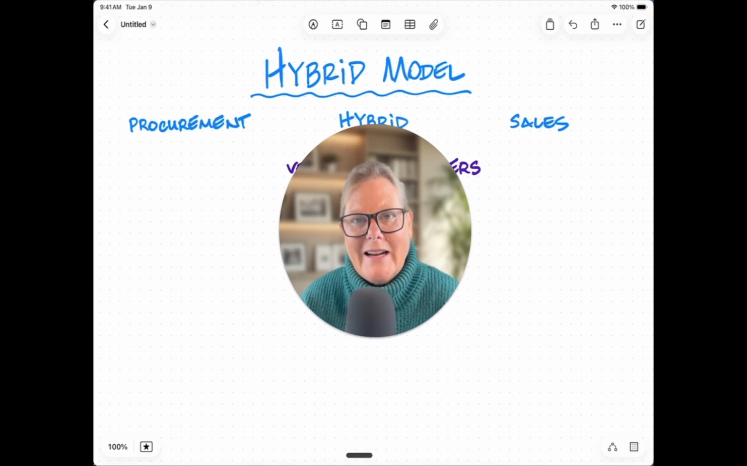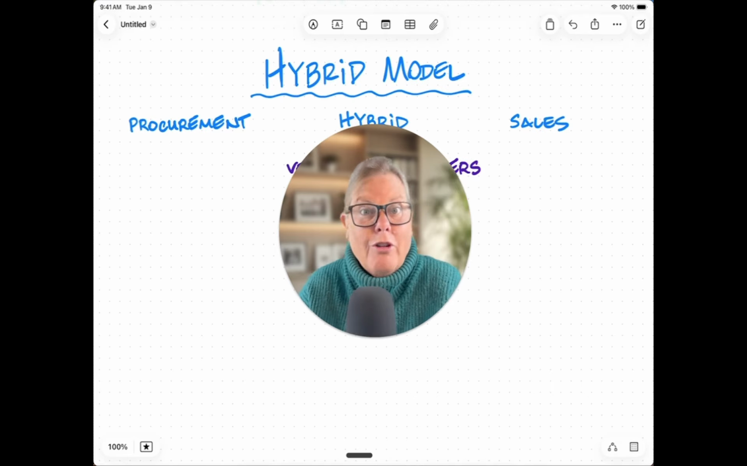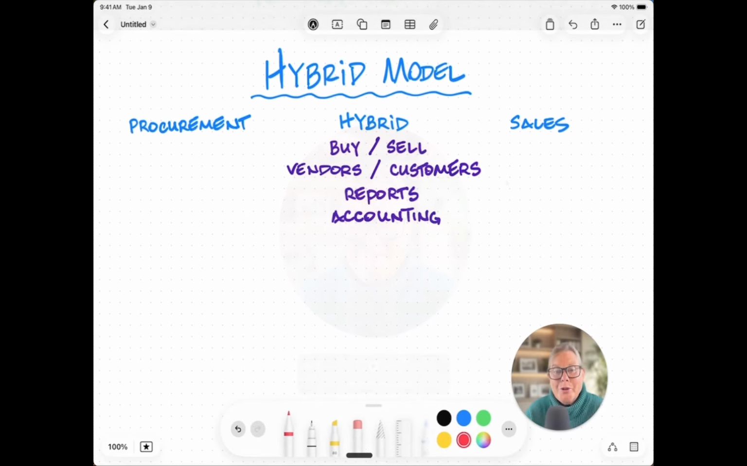Now let's talk about the hybrid model. Before, we talked about the buying side, one platform, and hopefully only one subscription. So here we have my diagram. And we've already talked about the buying side, which is procurement. We talked about the selling side, sales. And now we're going to focus on a model that does both.